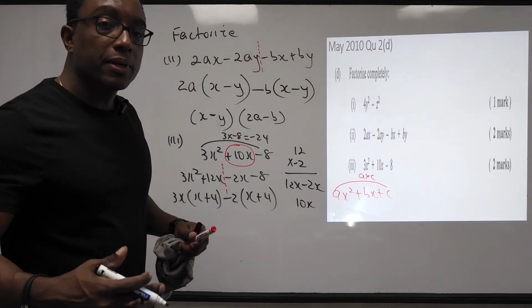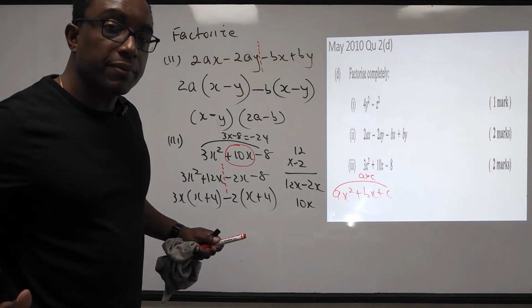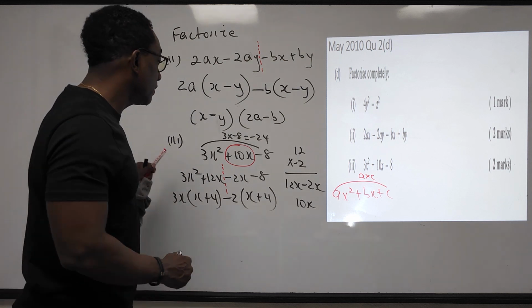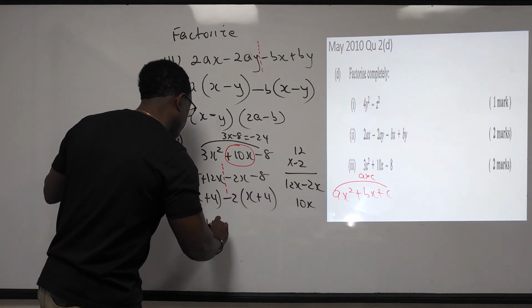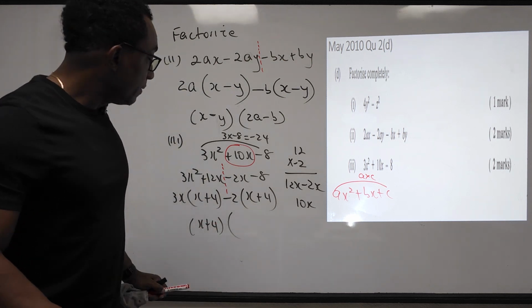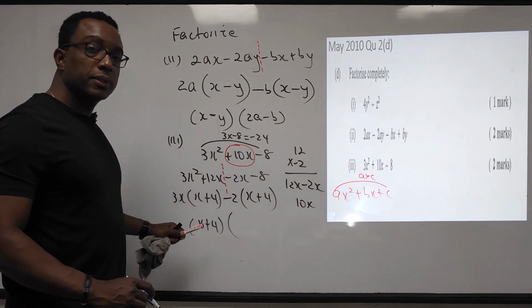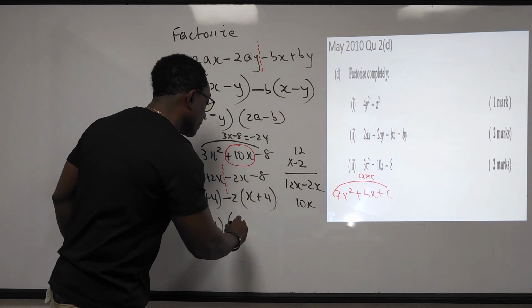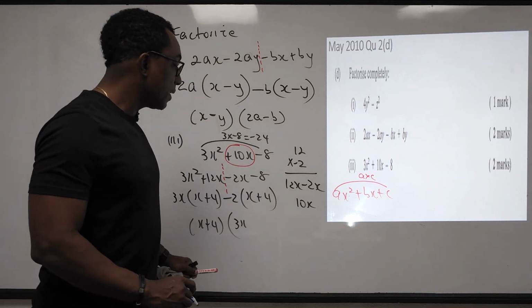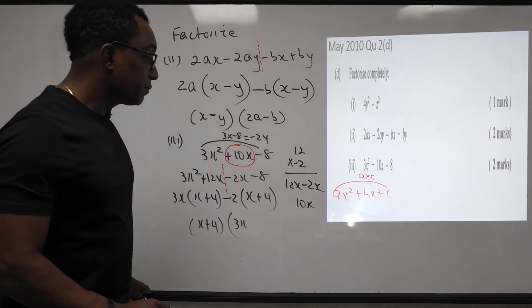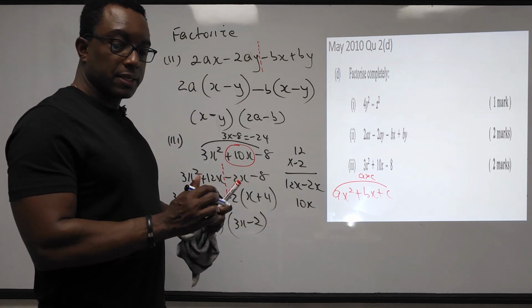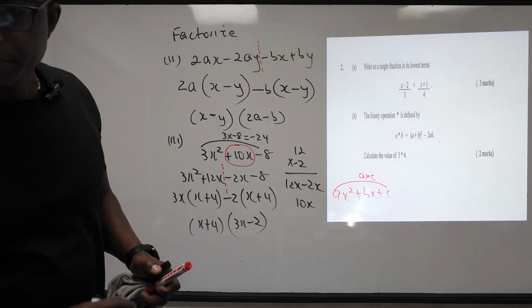At this point, I know I'm on the right track. There's one more step to get my final answer. I'm going to take out x plus 4 as a common factor. I put my bracket. I divide x plus 4 into itself, which gives me 1, which leaves me with 3x. I put 3x in brackets. I divide x plus 4 into itself, which gives me negative 2, and I put negative 2 in brackets. And I've factorized it. Let's move on to the next.